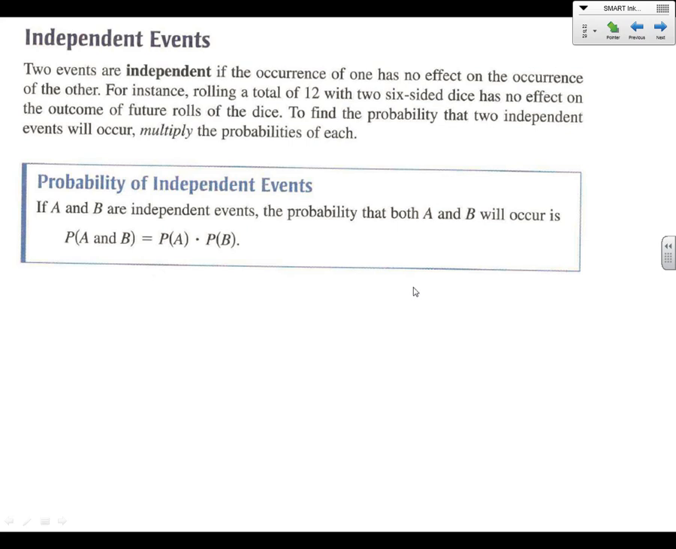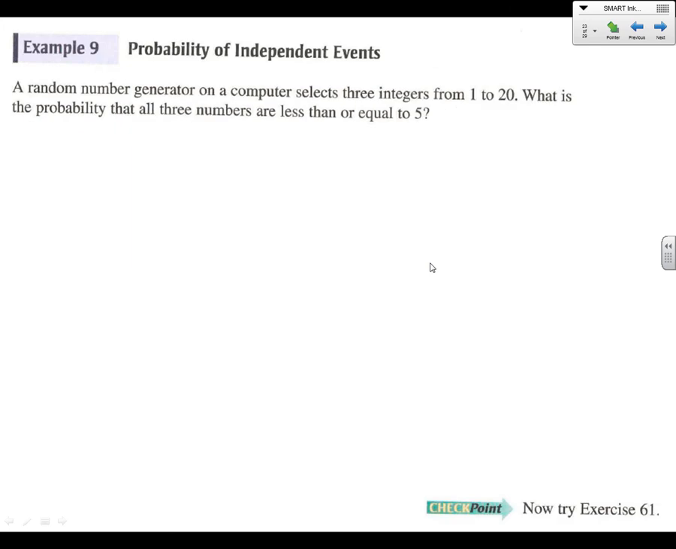Okay, independent events. First one thing happens, then another thing happens. Something and something else is a multiplying problem. So or means add, and means multiply. So we're going to pull 3 numbers from 1 to 20 at random. What's the probability that all 3 numbers are less than or equal to 5?